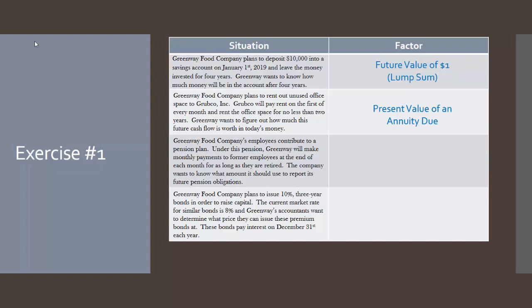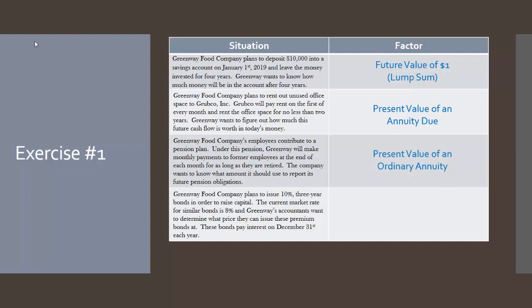Well, we know it's a series of payments into the future that we need to find out what it's worth in the present. So it's going to be present value. It's a series of payments. We pay the same pension every month. That is an annuity. Is it an ordinary annuity or an annuity due? It depends on what time it gets paid. It's at the end of each month. So it is an ordinary annuity. The factor we use is the present value of an ordinary annuity.